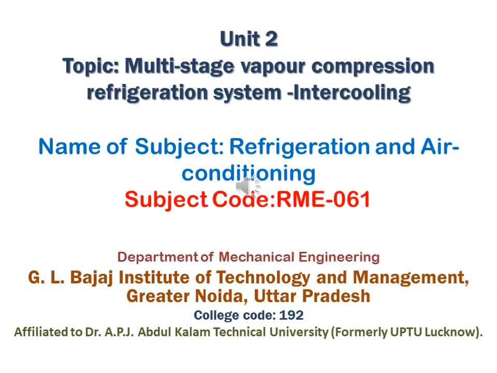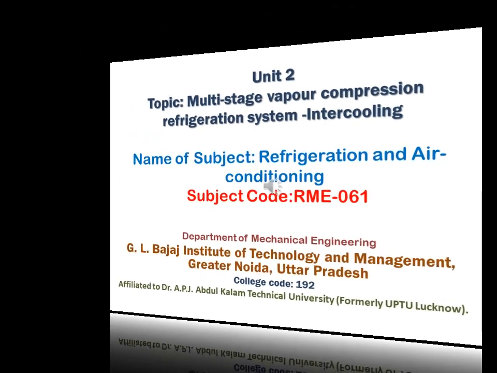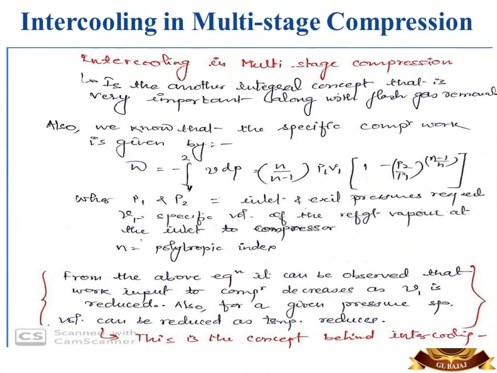So today I am going to discuss the multi-stage vapor compression refrigeration system with intercooling as well as the combination of flash gas removal. This is for the subject Refrigeration and Air Conditioning for third year students, and the subject code is RME 061. In the previous lectures I discussed flash gas removal. Today I am going to discuss intercooling in the multi-stage compression system.